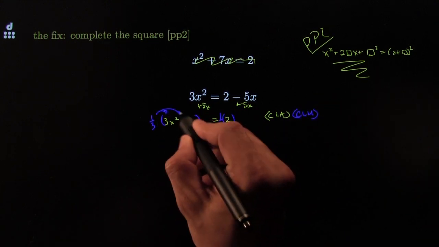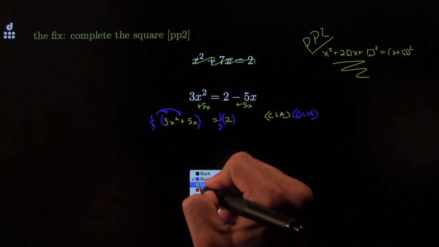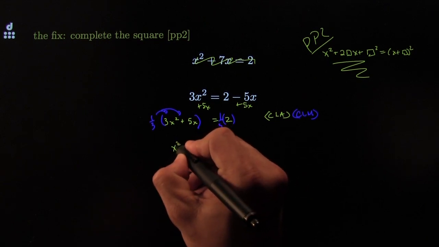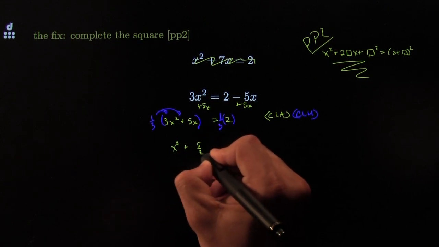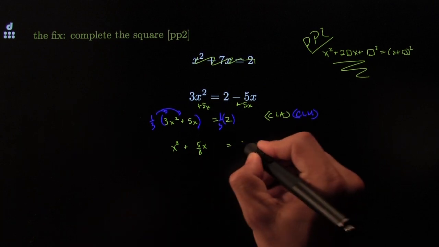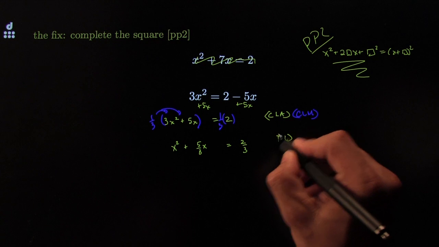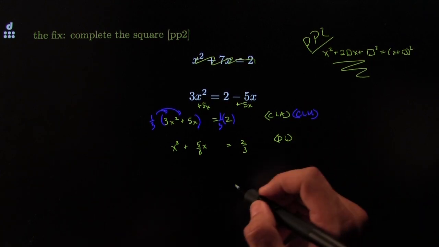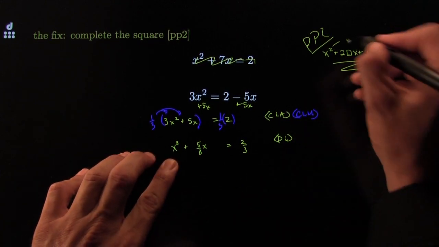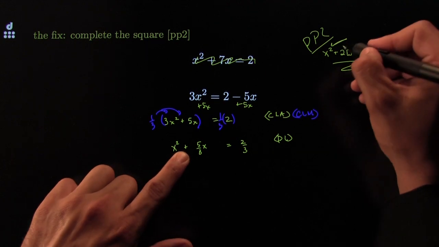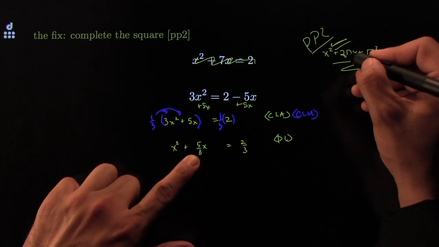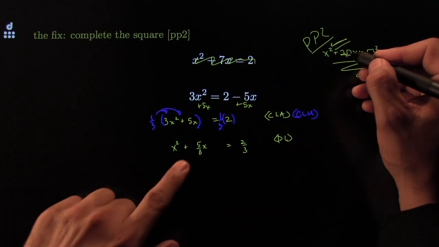Then I would distribute this, and so I would get x squared plus 5 over 3 x, and that's equal to 2/3, and that was done by the distributive law, right? Alright, so I've got my x squared matching, check. I've got my plus, check. I need a 2 here. I don't have a 2 here.